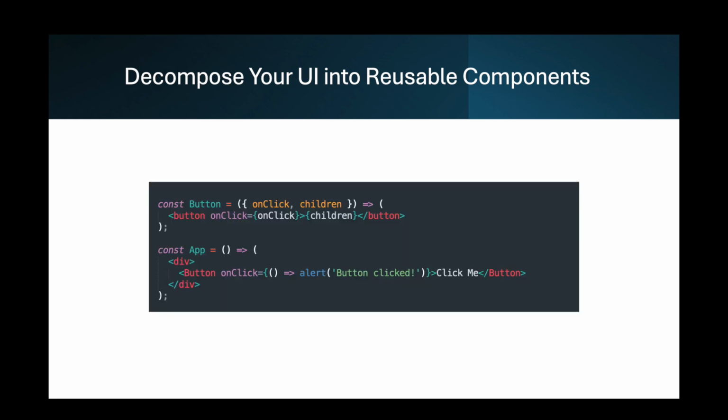Here is an example where I create a constant Button with onClick and children, which gives me back the element button onClick children button. We call the app constant App, and inside that I can create a div element and add the button with onClick functionality inside there.